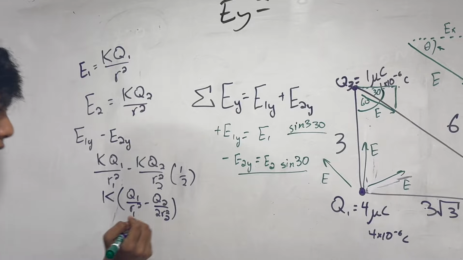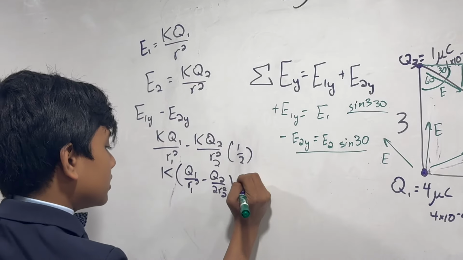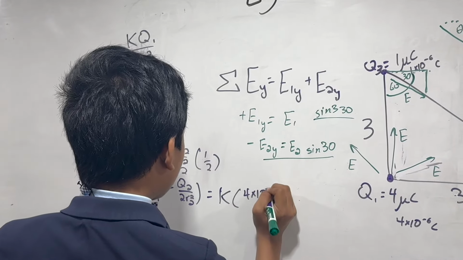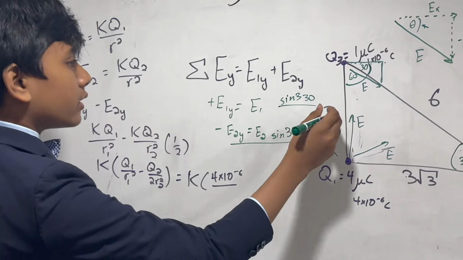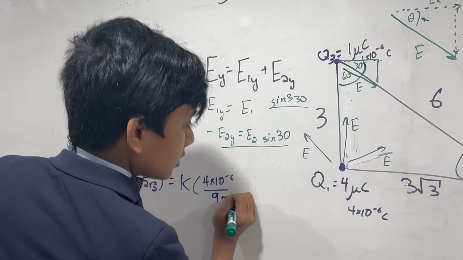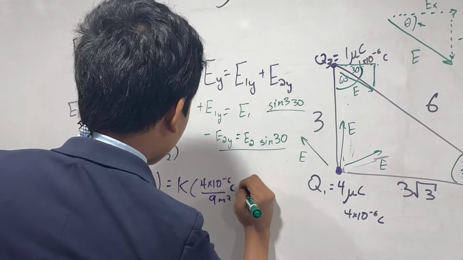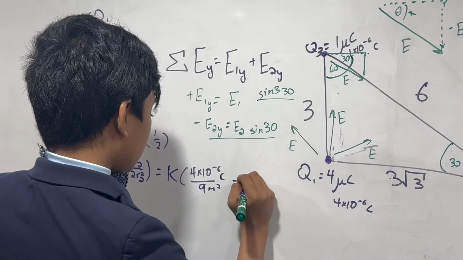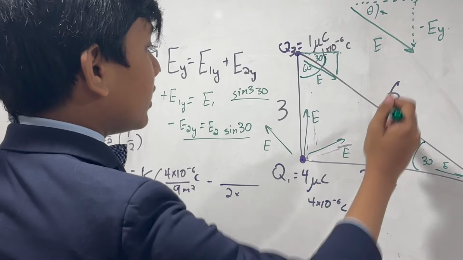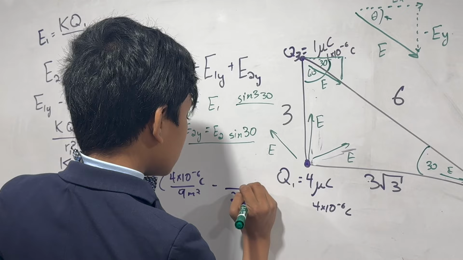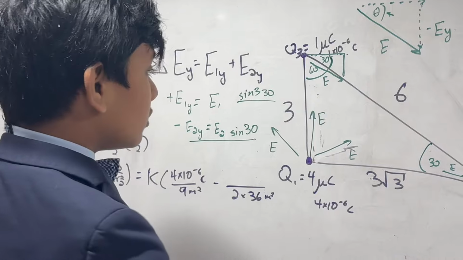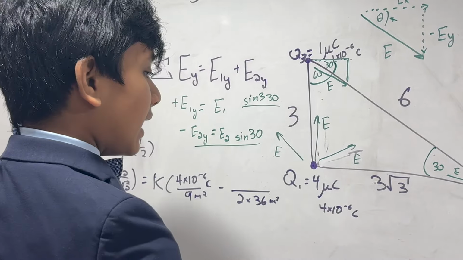You made me realize I should probably mark these up. So this is K times Q1, which is 4 times 10 to the negative 6, divided by R1 squared. We know this is 3 meters, so this is going to be 9 square meters. I know that adding SI units is just a cause for trouble, but I'm going to do it anyway. Then you have 2 times R2 squared. R2 right over here is 6, so you have 2 times 36 square meters. And then you have Q2, which is minus 8.